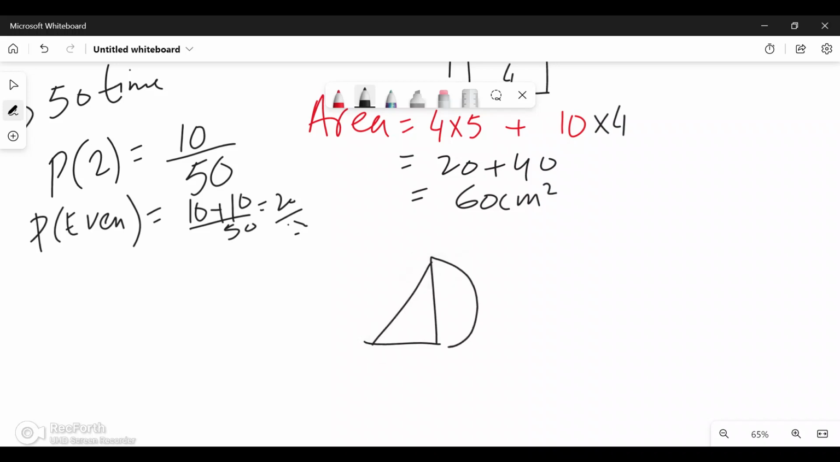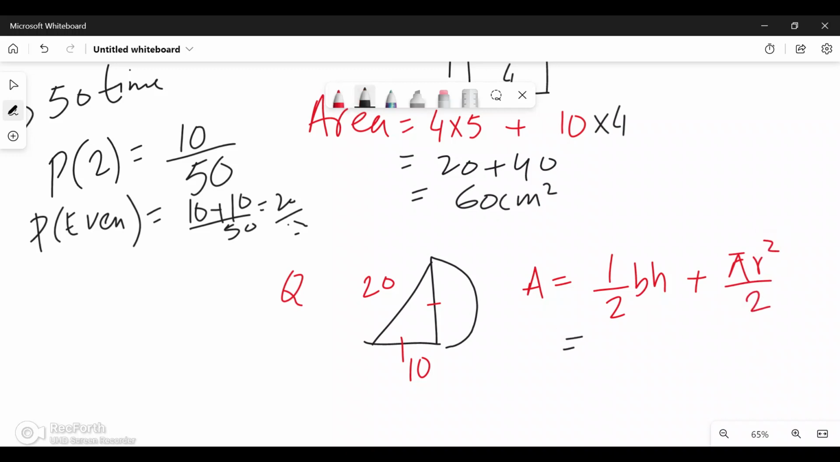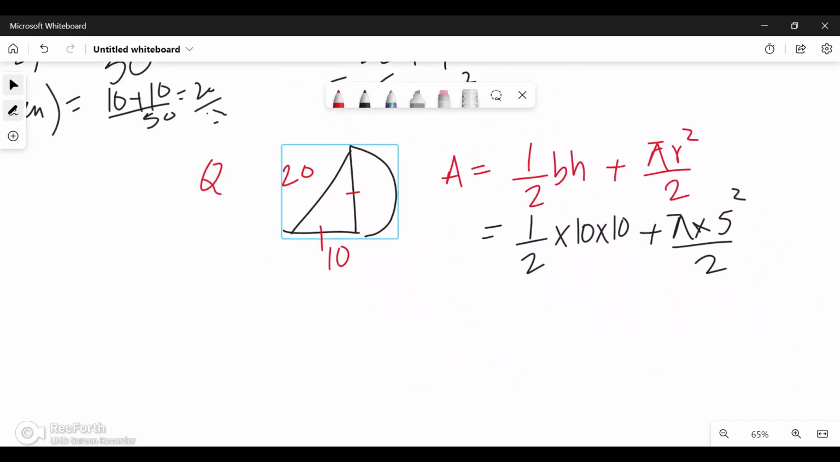Okay, if we have this question where a triangle and a semicircle are attached with each other, this is 10 centimeter, this is 20 centimeter. You are asked to find area and perimeter. In this case, area will be triangle plus semicircle. Triangle is 1 over 2 base times height, plus semicircle is pi r square divided by 2. Now put the values in this. Base of this triangle is 10 centimeter and the height is also 10 centimeter because they are equal; it is provided in the question. Pi as it is, radius of the semicircle will be half of 10 because 10 is the diameter, so radius will be 5 square divided by 2. Simplify this, you will get the answer.